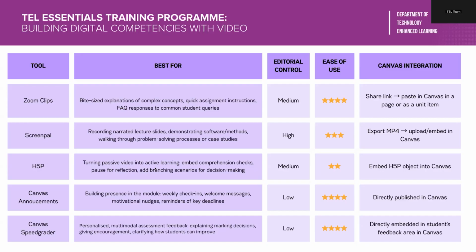So typically what you're going to do though, and the reason this gets maybe 2 stars in terms of ease of use, is that you have to create the video first somewhere else, or you can reuse a video that's already on the internet. So you could use something like a Vimeo or a YouTube video and embed it that way. Or you could use one of the first two tools that we have available to us there, Zoom Clips or ScreenPal, to create videos that you then embed in H5P.